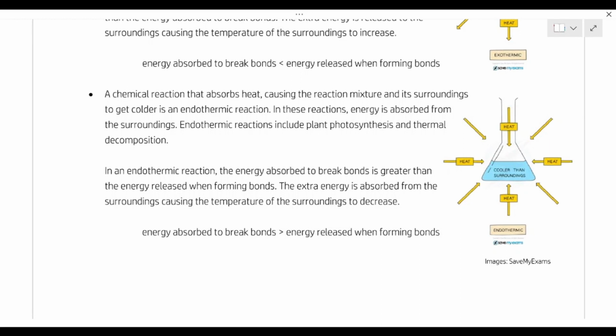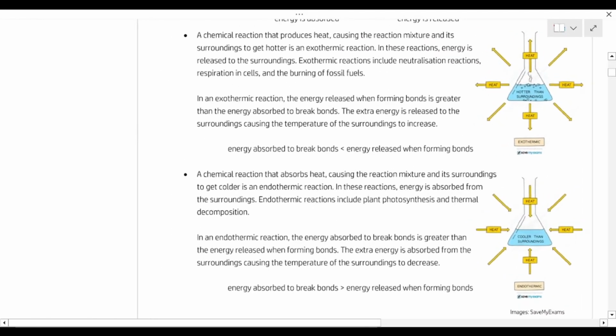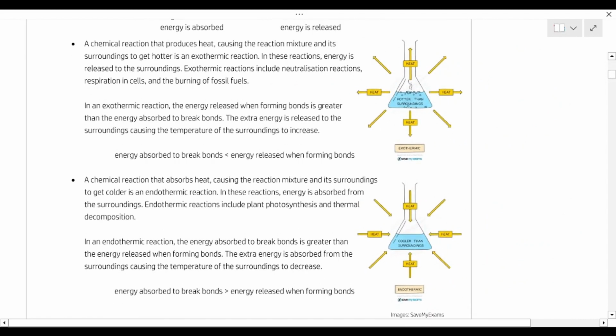If you have more energy being needed to break bonds than energy released in forming bonds, overall, you're going to have energy being taken in, being absorbed. And that extra energy that's needed to be absorbed is taken from the surroundings, which causes the temperature to decrease.